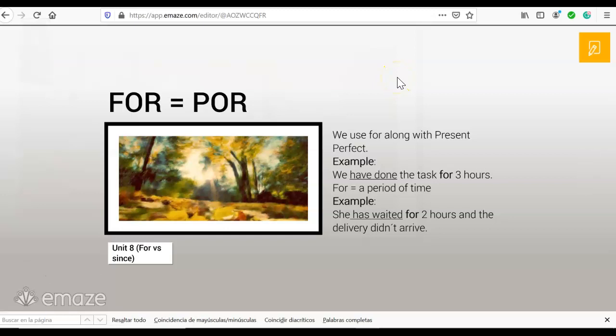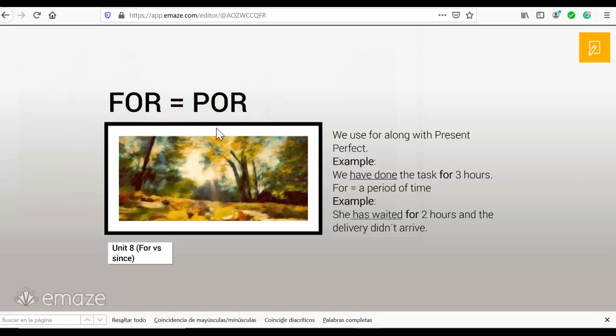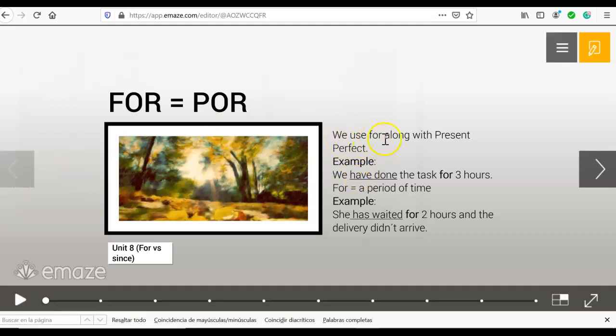Hello guys, today we are going to learn the use of for and since. Previously, on some levels, we have used for and since with the present perfect. Over here we are going to review the use of for, which means "por". We use for a period of time. We use for along with present perfect, and here we have some examples.